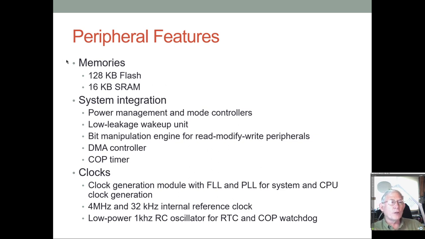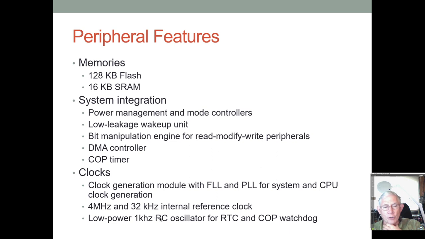So 128 kilobytes of flash, 16 kilobytes of static RAM. All right. We've talked mostly about this other stuff. Our clock generation module does have a frequency locked loop and a phase locked loop for system and CPU clock generation. And you have some internal references, a 4 megahertz and a 32 kilohertz internal reference clock. It can also use external oscillators.